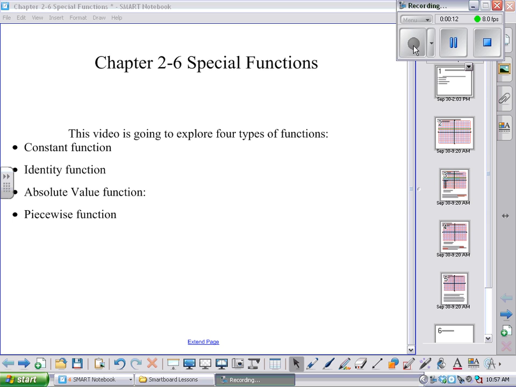Okay, so this is section 2.6, talks about special functions. We're going to briefly talk about constant functions, identity functions, absolute value functions, and what we call piecewise functions. There's one other function we will discuss in a later video.